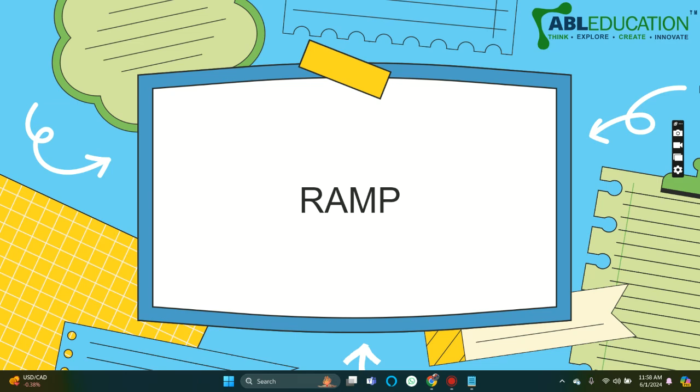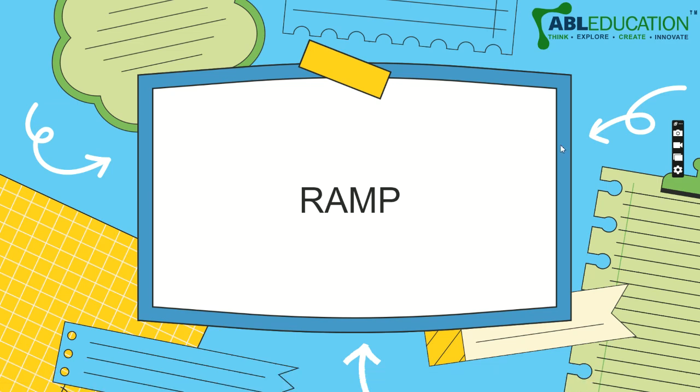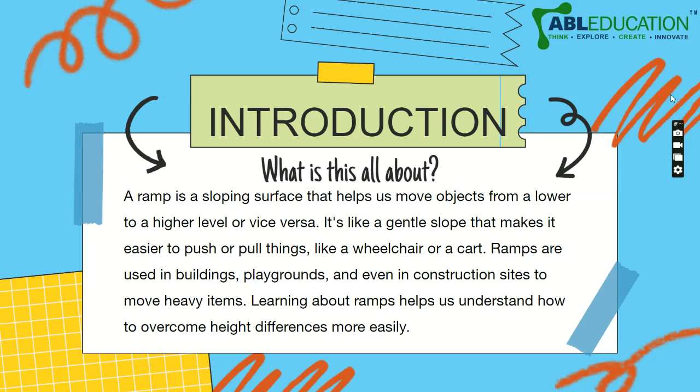Today we are going to talk about a simple machine that is called a ramp. So, a ramp is a sloping surface that helps us move objects from a lower to a higher level or vice versa. It's like a gentle slope that makes it easier to push or pull things.